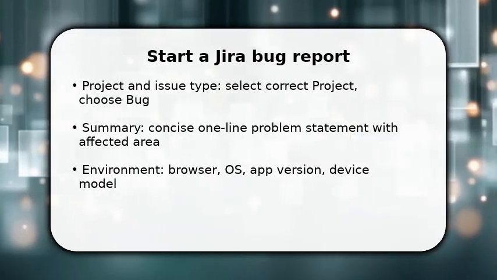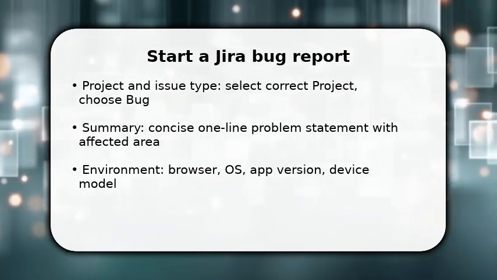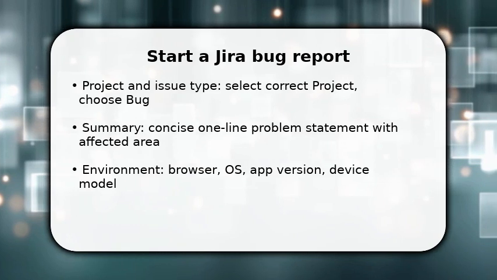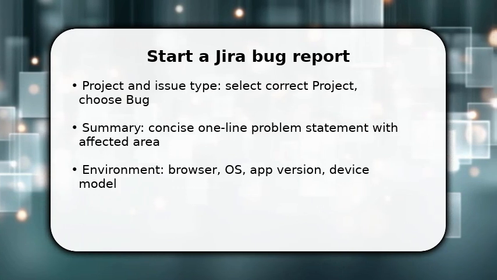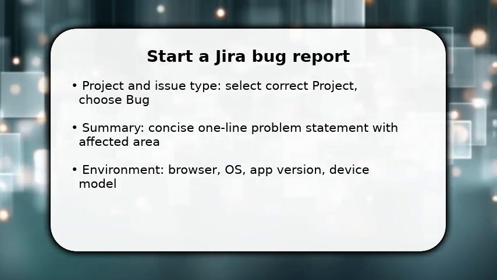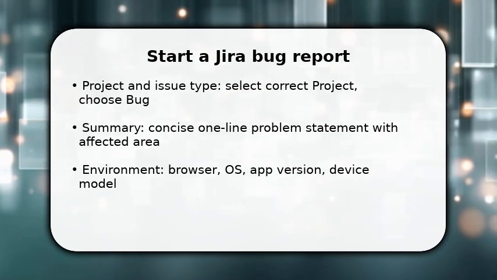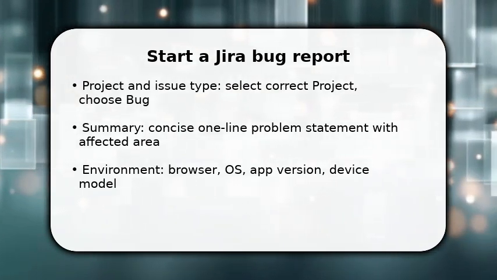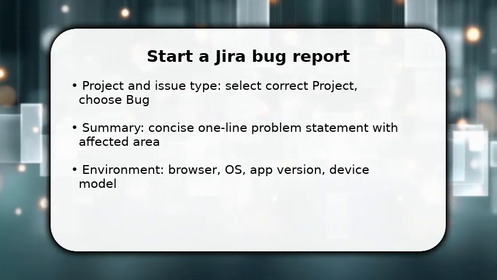You begin by opening the project and clicking Create, then pick Bug as the issue type. Describe what failed in a single clear summary so triage is immediate. Add environment details: browser, OS, app version, device, because developers need to reproduce the context. Once done, attach a short reproduction title and assign priority roughly based on impact and frequency.